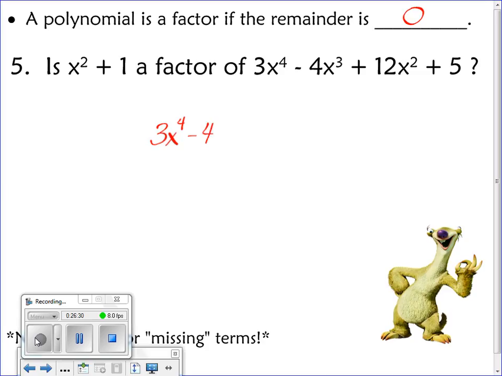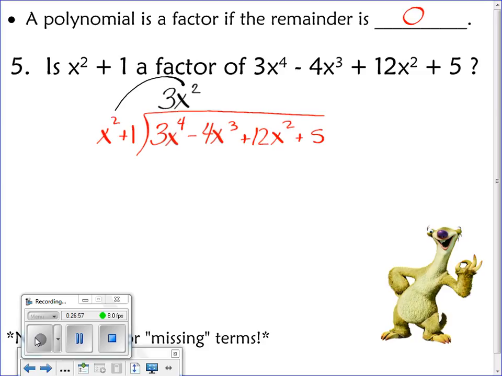3x to the 4th minus 4x cubed plus 12x squared plus 5 divided by x squared plus 1. All right, so let's start our process one piece at a time. What do you multiply x squared to get 3x to the 4th? 3x squared. Then we multiply 3x squared times x squared. 3x squared times 1. Then what do I do? Change your signs.